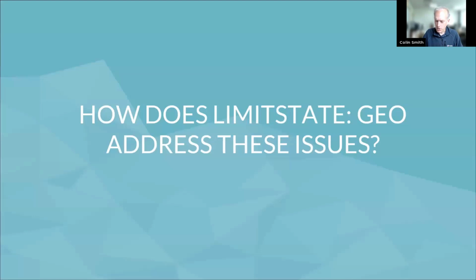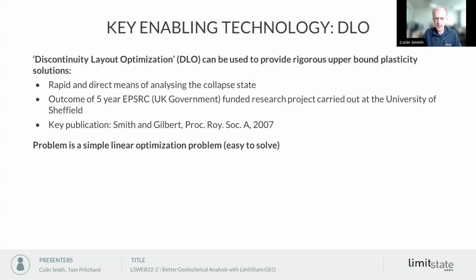So how does it do that? How does it address those individual cases? So let's first look at the key enabling technology, discontinuity layer optimization. This is used to provide rigorous upper bound plasticity solutions. It's a rapid and direct means of going directly to the collapse state without having to iterate, as you might have to do in an elastoplastic finite element analysis. It's the outcome of a 5-year EPSRC funded research project at the University of Sheffield, and the key method was published in the Proceedings of the Royal Society in 2007.